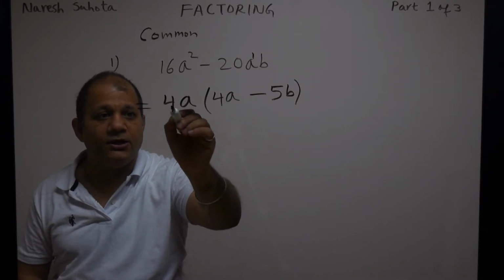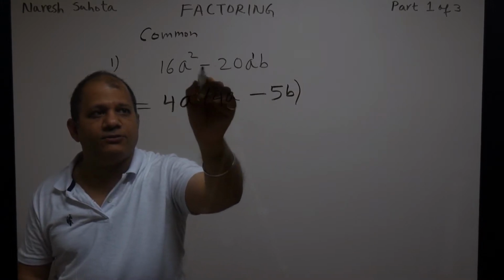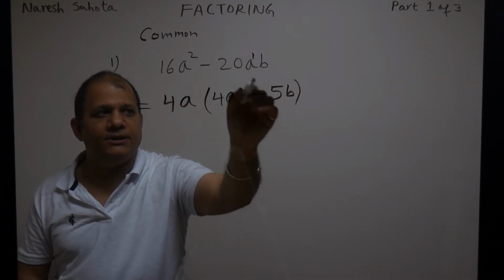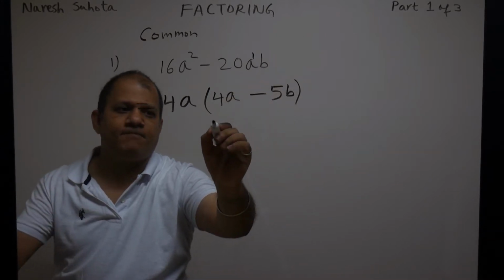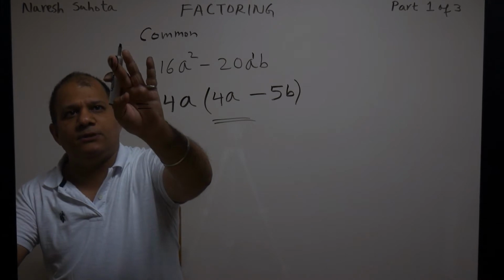So you can double check. We've already checked the first one. The second, 4 times negative 5 is negative 20. A times b is ab, okay? So that's how we do that one. And that was number 2.